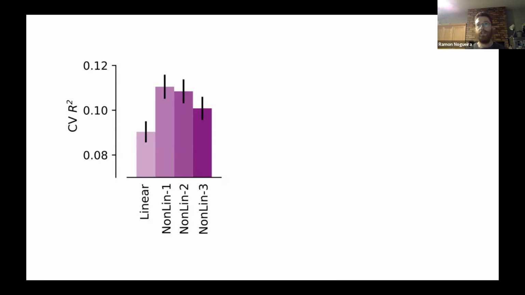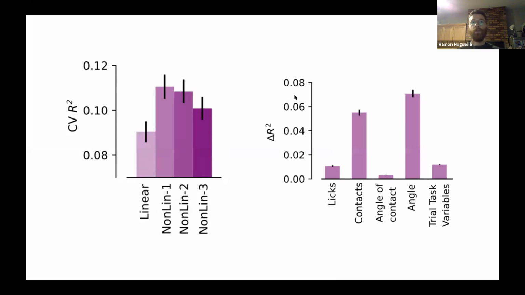And it is important to note that I am showing here the R-square on the held-out data. I am not showing the training results, the R-square for the training set, because I don't have time, but it would basically increase the more complex the encoding model is. We could also evaluate the contribution of each of the different task variables on the model performance, what we call delta R-square. We saw that the number of contacts made by the whiskers and the angular position of the different whiskers were the two task variables that influenced the barrel cortex activity the most.